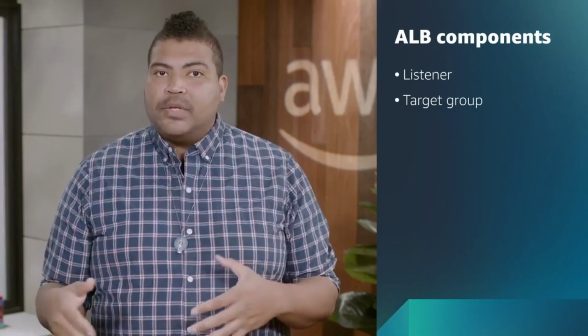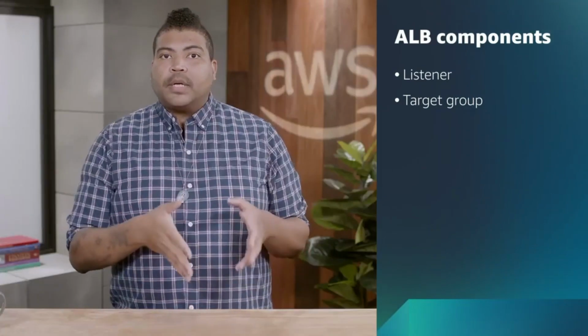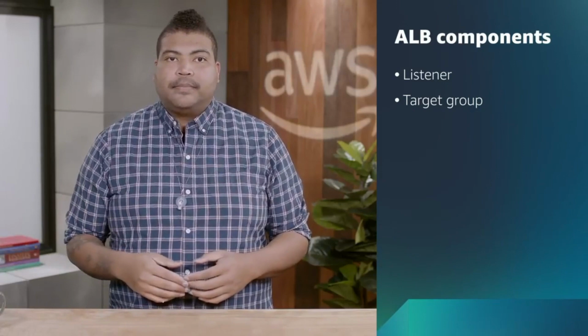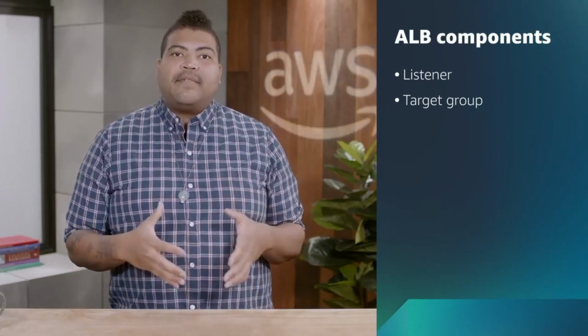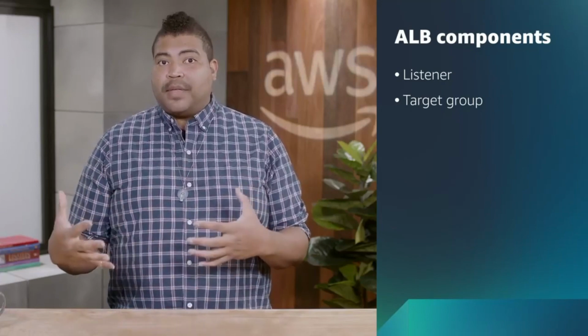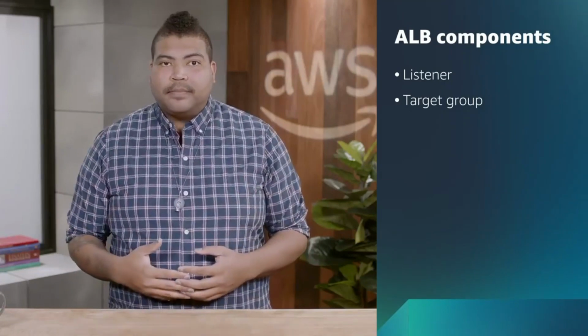The second component is a target group. A target is the type of backend you want to direct traffic to, such as an EC2 instance, AWS Lambda functions, or IP addresses. A target group is simply just a group of these backend resources. Each target group needs to have a health check, which is how the load balancer can check that the target is healthy so that it can start accepting traffic.